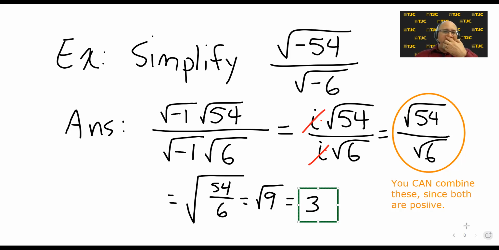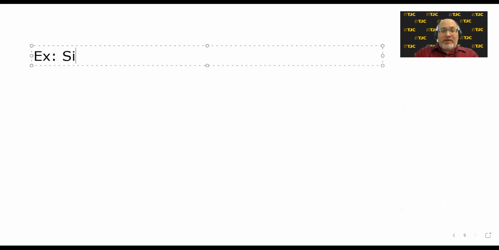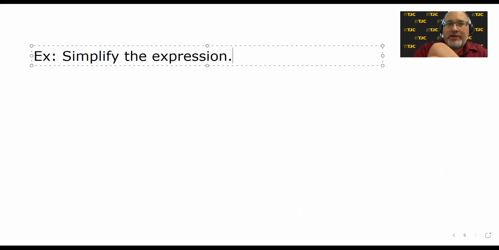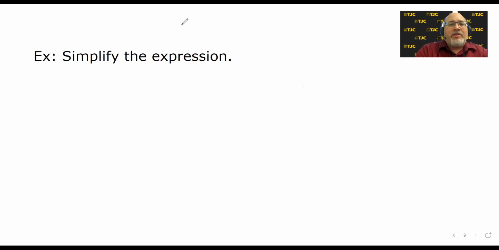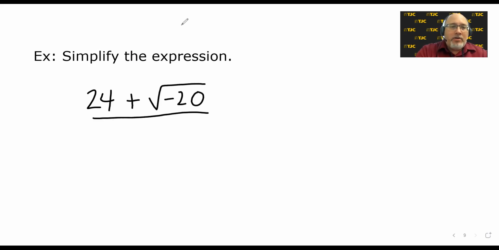All right, a couple more small things I want to show you. One of them is going to use a result that we already had in a previous example so that we don't have to rehash another type of problem. Although in your homework, you might have to rehash it. I'll explain what I mean in just a second. But let's say I give you another simplify the expression, very generic instructions for here's a mess, clean it up. Let's say I give you something like 24 plus the square root of negative 20 over, we'll say over 4.